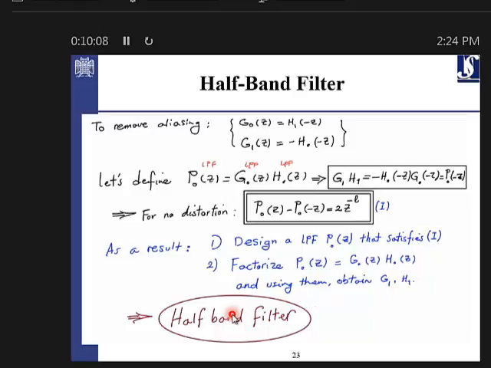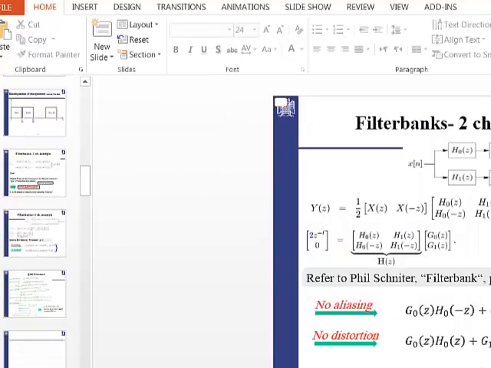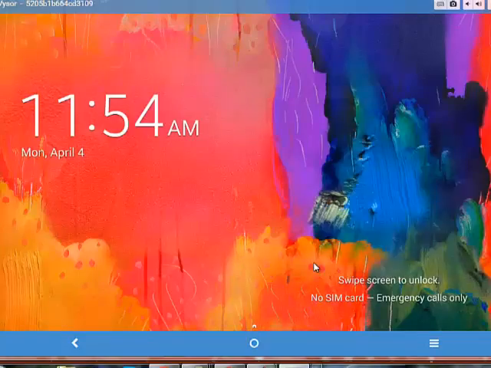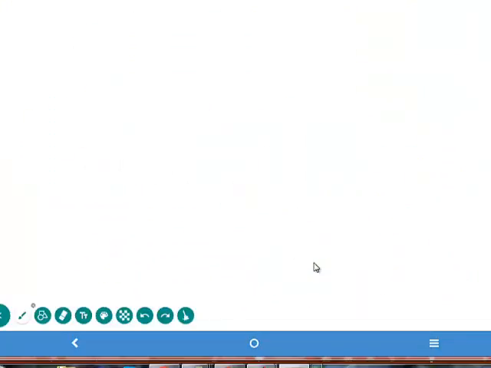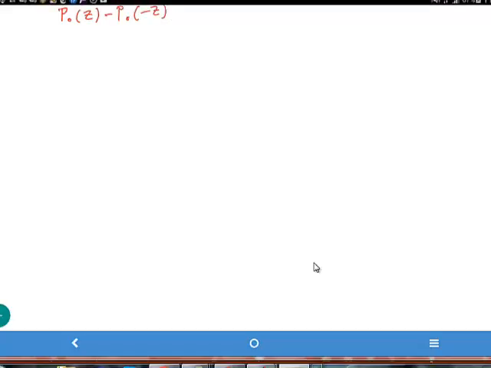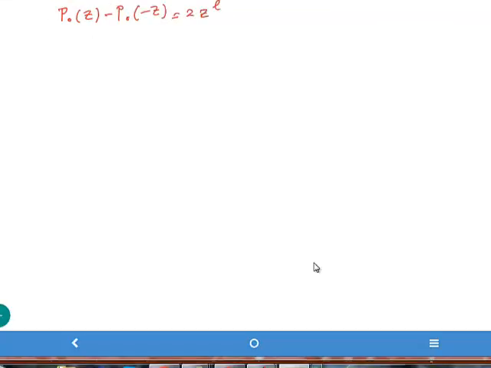And this is called the half band filter. The half band filter is very important. So let's go back to the tablet. We saw that P0 minus the time reversal version of that should be 2. That was the most important equation we had for P0.